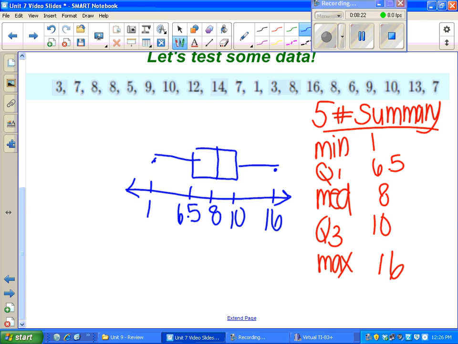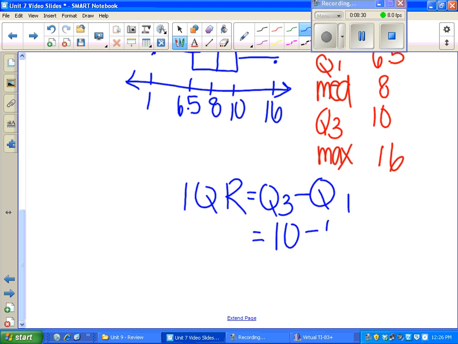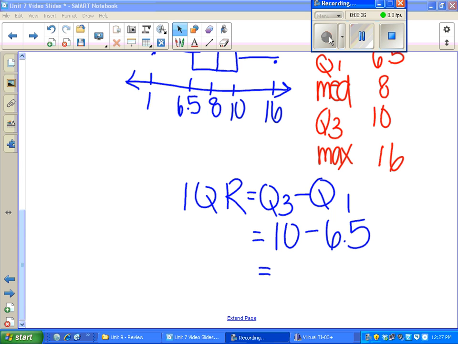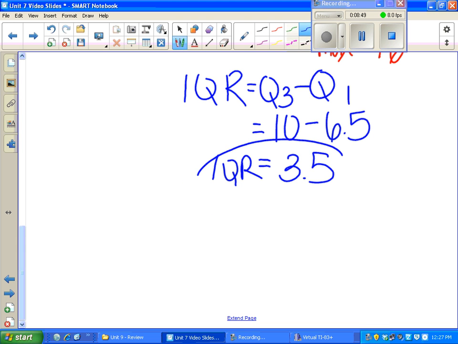But in order to test for outliers, remember, you first need to find your IQR. So let's do the IQR, which is Q3 minus Q1. So it's 10 minus 6.5. So 10 minus 6.5, we get what, 3.5? So that's my IQR. Now this is going to be important because if I want to test for outliers, I need to know my IQR. Now we can test for low and high outliers.